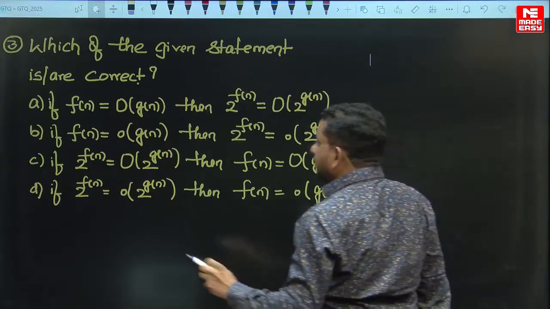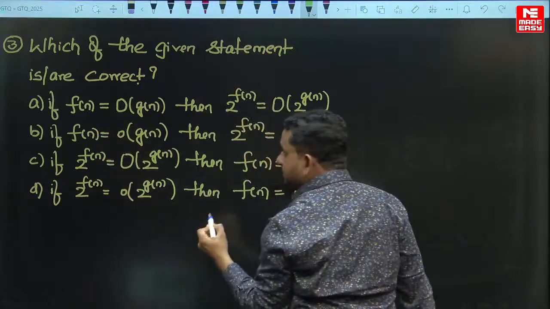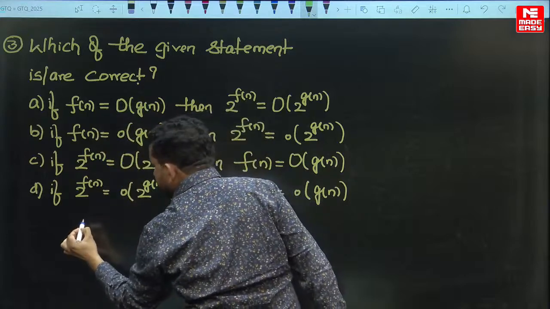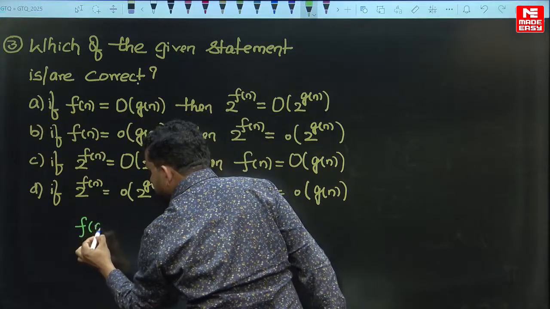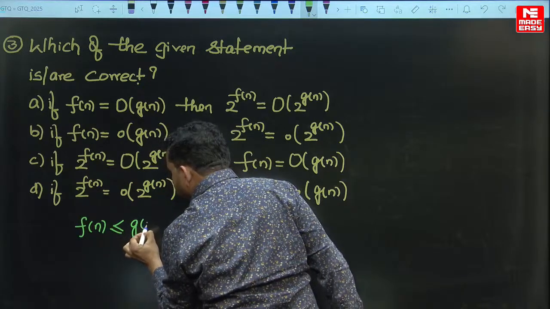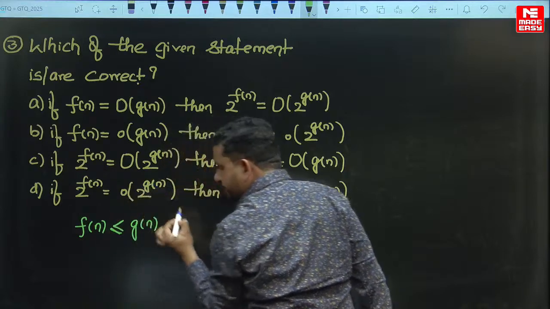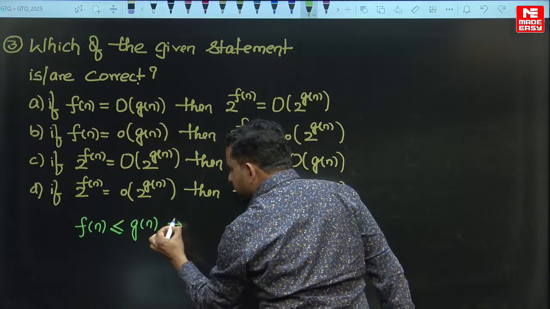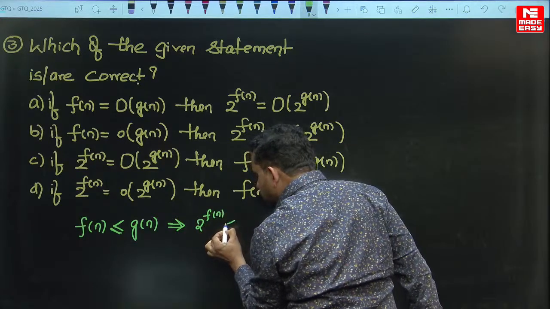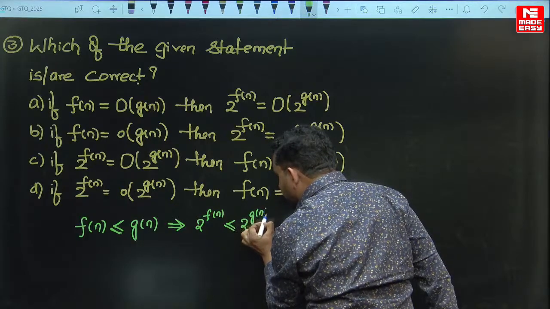I will explain one option, meanwhile you try the other options also. f of n is big O of g of n means that f of n can be asymptotically smaller or equal to g of n. f of n can be asymptotically equal or asymptotically smaller. Then is 2 power f of n also asymptotically smaller or equal to 2 power g of n, true or false?